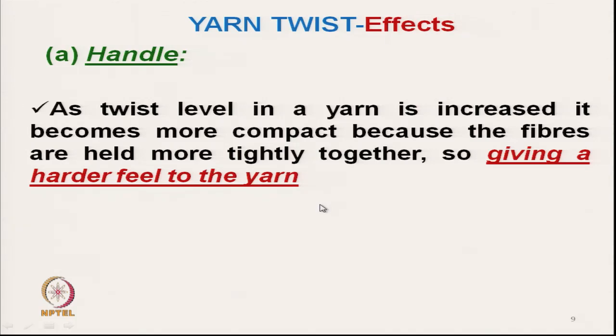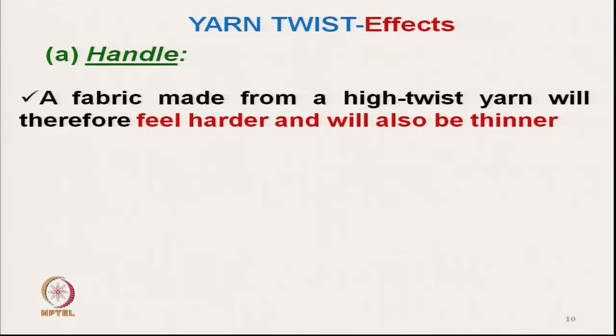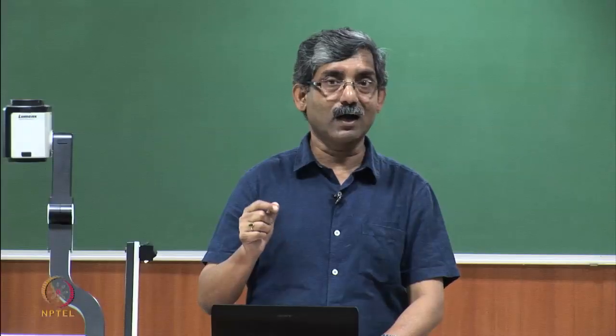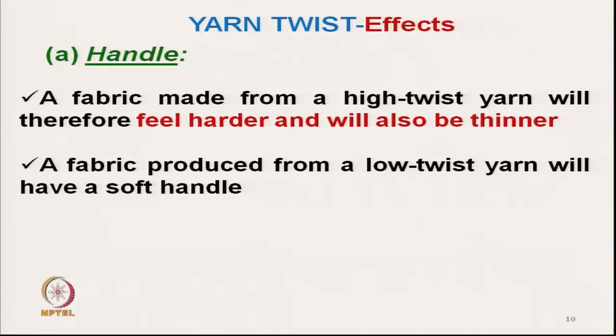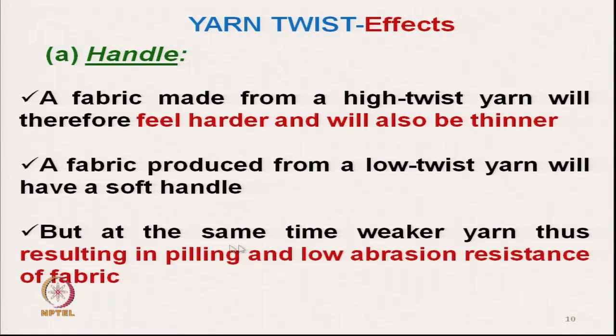So, if we want a soft feel, soft touch, we must go for a low twisted yarn. A fabric made of high twisted yarn will therefore feel harder. And it will be thinner, because high twisted means the diameter of yarn will be less. A fabric produced from a low twist yarn will have soft handle. But at the same time it will be weaker. So, that is the problem with the soft twisted yarn.